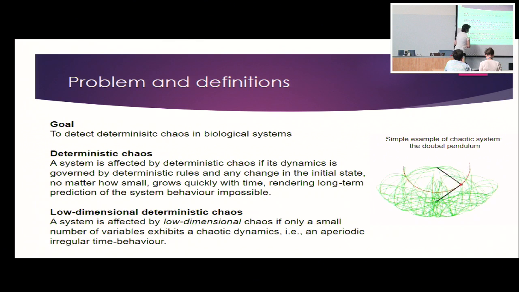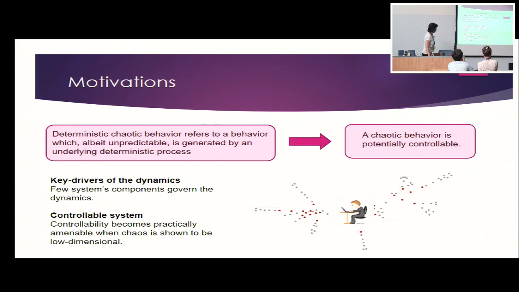An important case is the case in which the system is affected by low-dimensional chaos. This is the most interesting for us, because low-dimensional chaos means that the system is still affected by chaos. So it is very sensitive to initial condition, but only a small number of its components have a chaotic dynamics. Okay, so this is essentially the introduction, the definition of the topic of this talk.